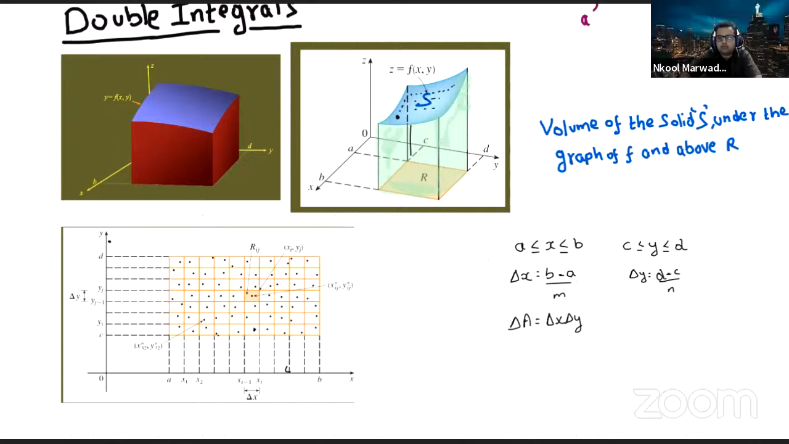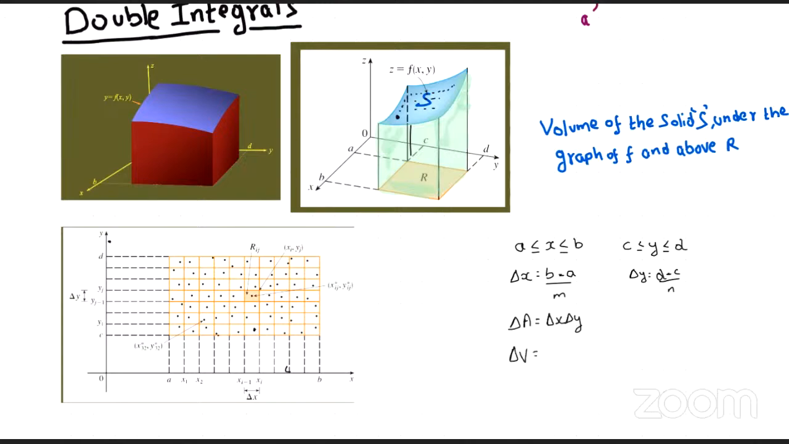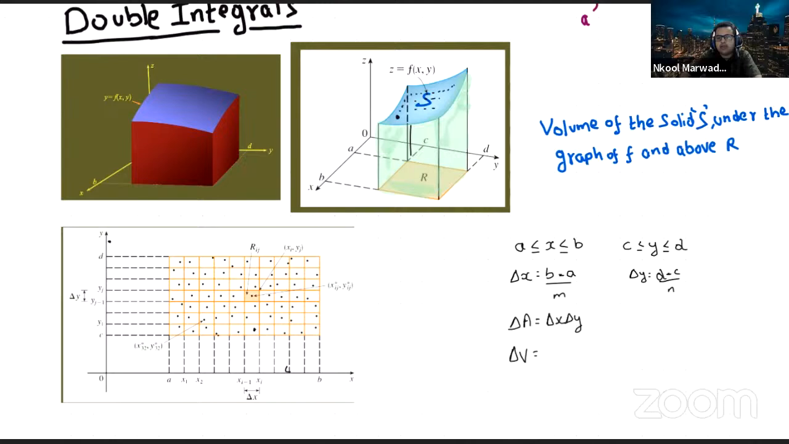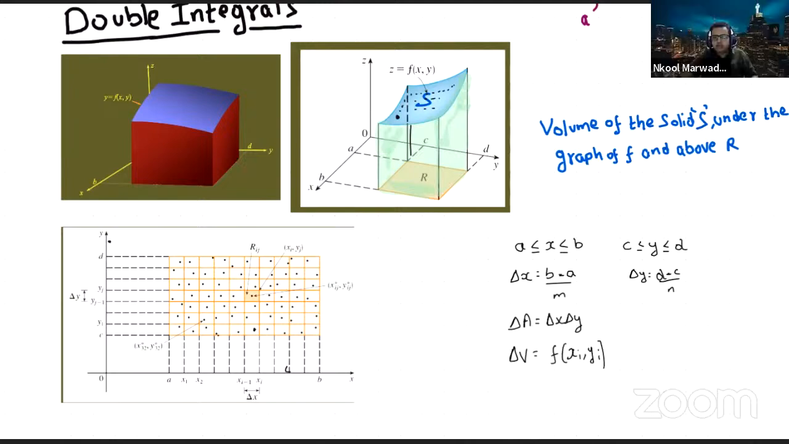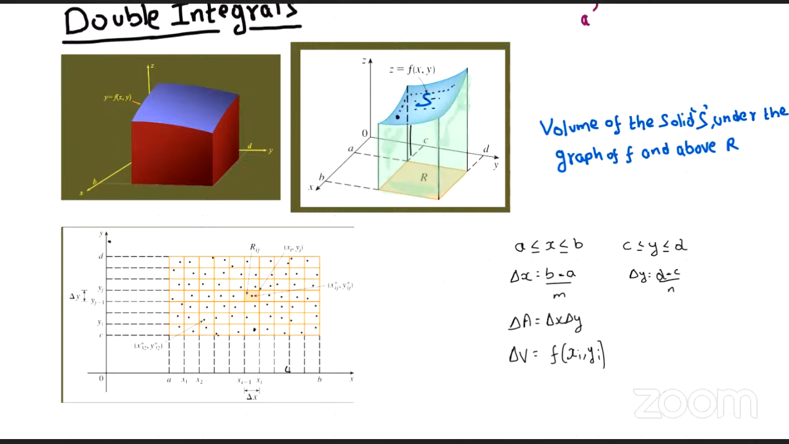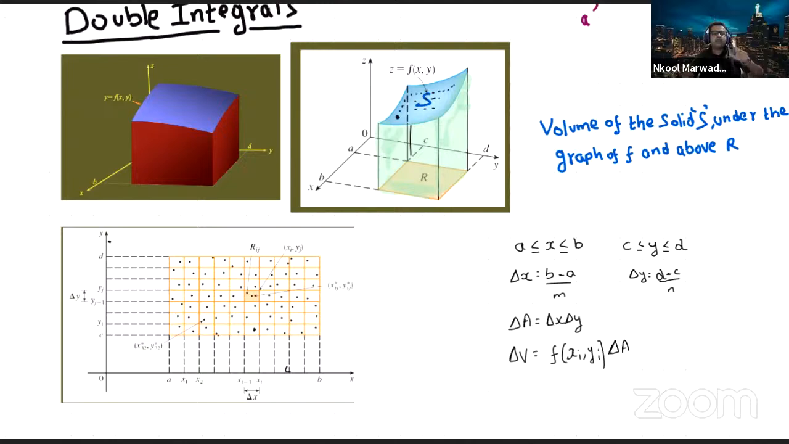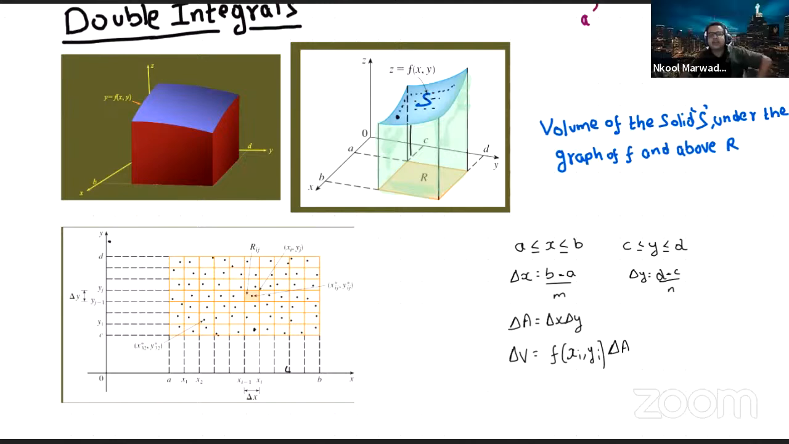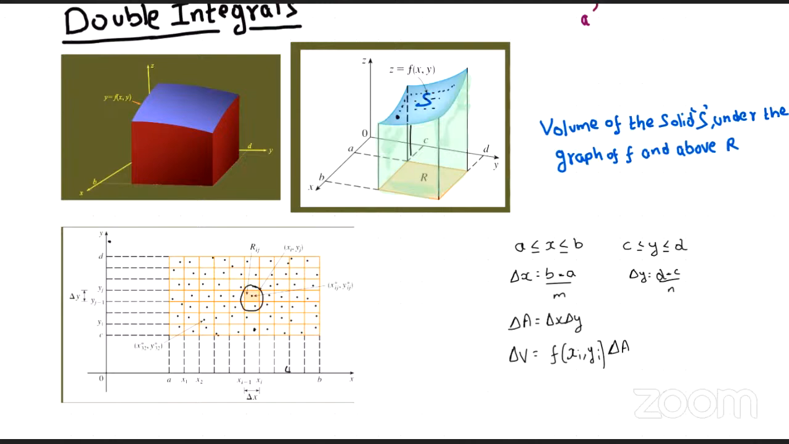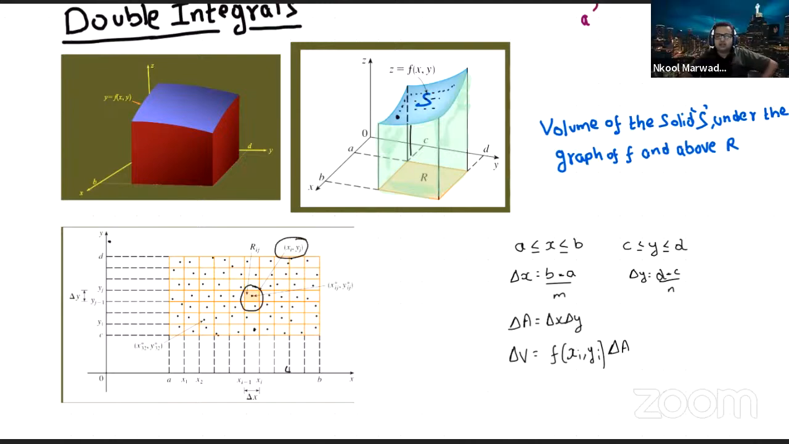Can I say that small volume will be whatever area I have into f of xi comma yi, where xi and yi are the points of that small rectangle? We are taking only one point. So delta A is the area of this rectangle, and xi comma yi is the point, and if I plug it in, I will get the height. So height into area is the volume. So small volume I will get.